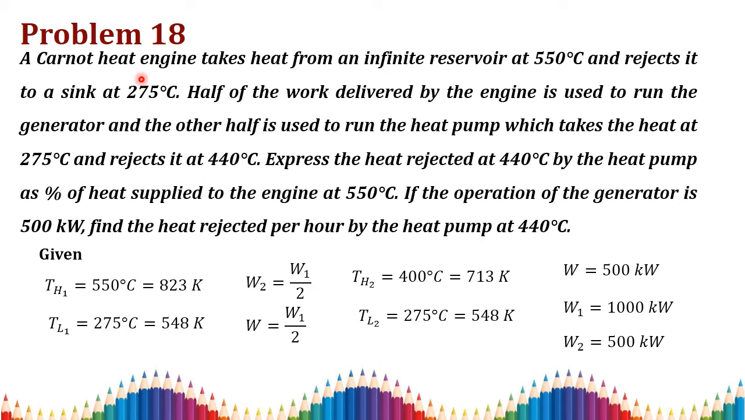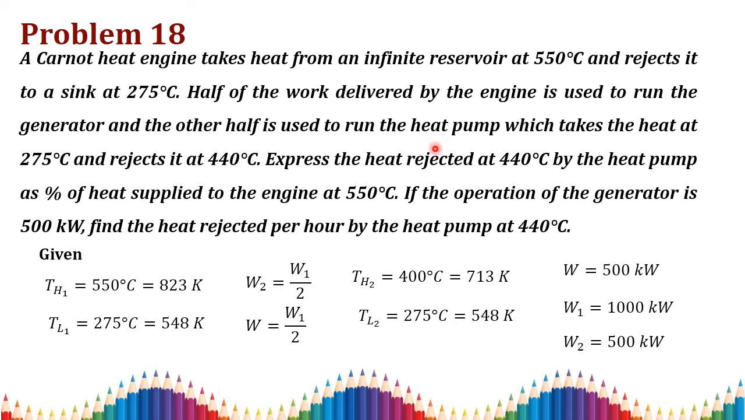Then half of the work delivered by the engine is used to run a generator and the other half of the work is used to run the heat pump. The work done given by the heat engine will be denoted as W1, which is equal to W by 2, which is used to run the heat pump.